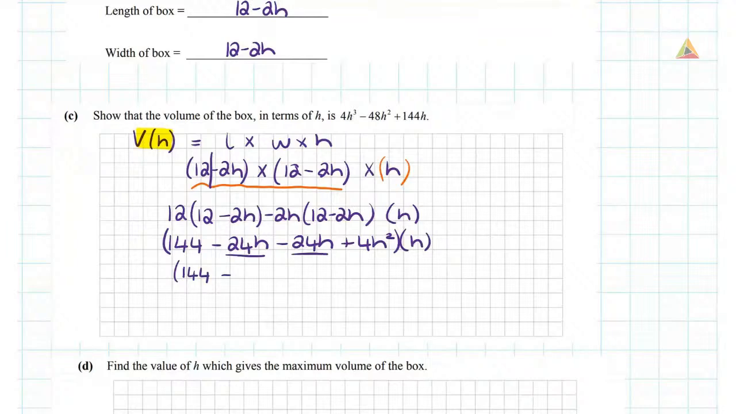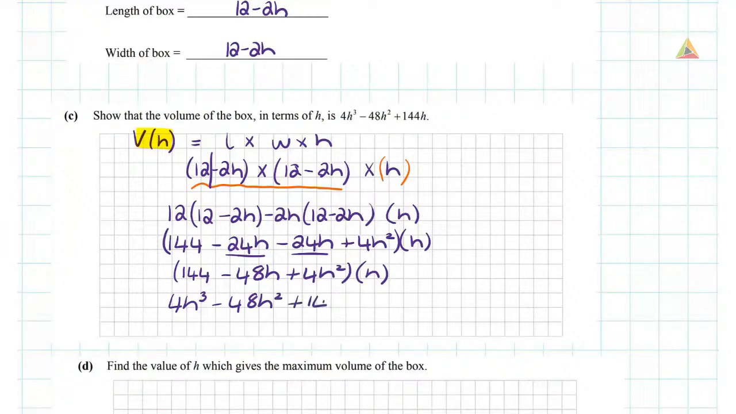These two can go together as minus 48h plus 4h squared, and we need to multiply in the height. So that will give me 4h cubed minus 48h squared. So I'm just going to write them in order of degree, plus 144h. And that, we'll remind ourselves, was my volume in terms of h, length by width by height, and that's exactly what we expected it to be from the question.